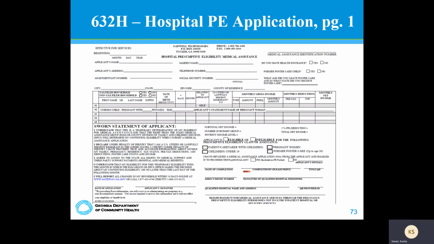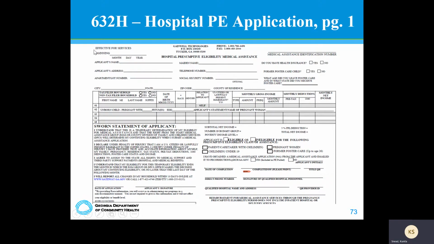Now we're going to go through the PE application and how to fill this form out completely. Because like I said, this is one of the forms that will be used for audit purposes and for your performance standards for the hospital.